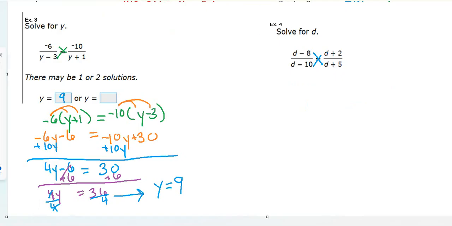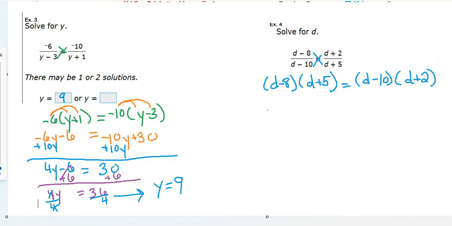So we're going to cross multiply. I'm going to do d minus 8 times d plus 5 equals, on this side, d minus 10 times d plus 2. So you've got a little bit more work to do.